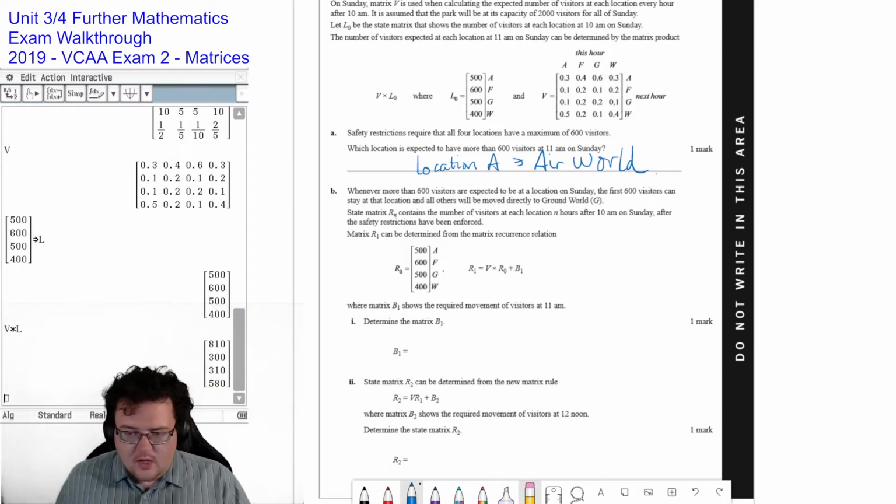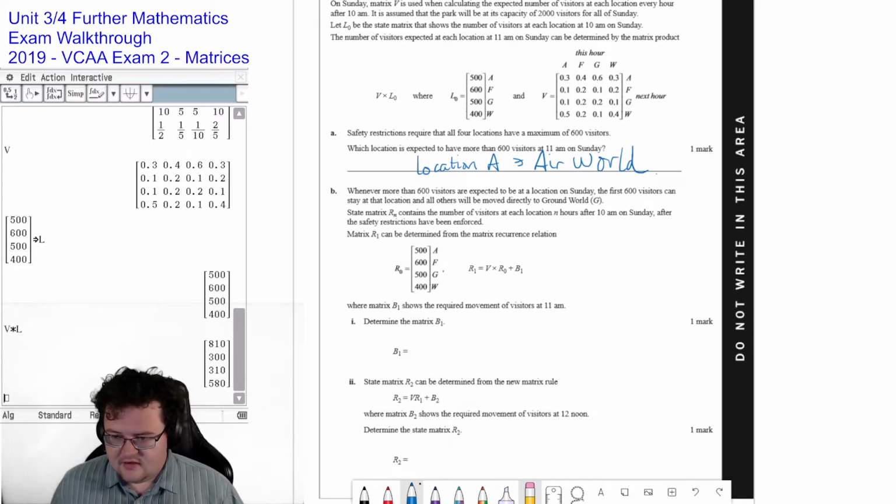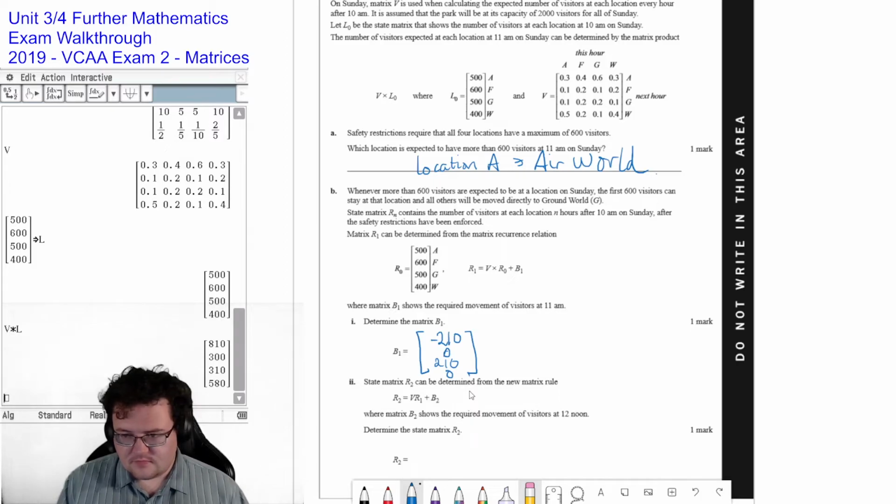Well, how many more did we have than the 600? Well, we had 810. So whatever needs to happen, we need to move on 210 people, and we need to send them to G. So what we need to do is subtract 210. We don't need to do anything to F. We need to add 210 to G, and we need to do 0 to W. And then that should give us the answer that we want.